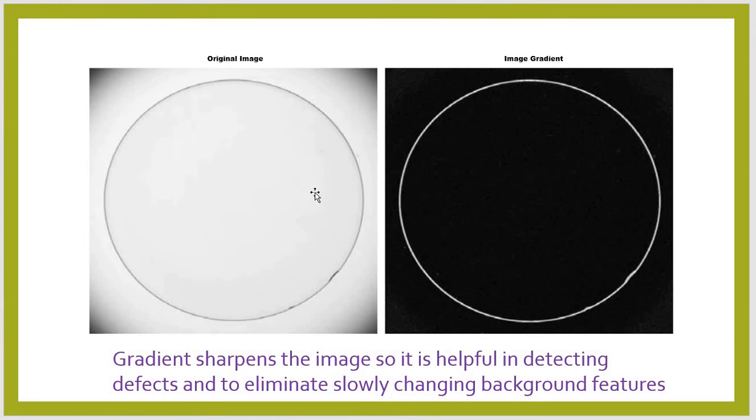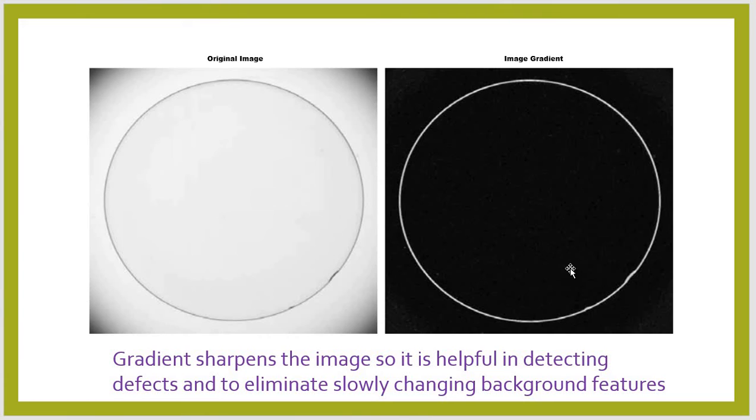Suppose this is our image and we calculate the gradient of this image. Then the gradient sharpens the image, so it is helpful in detecting defects and eliminating slowly changing background features. This is because in this image, if we keep our kernel here, the sum of values in our kernel is 0, so around these slowly changing background features our kernel will give 0 output.